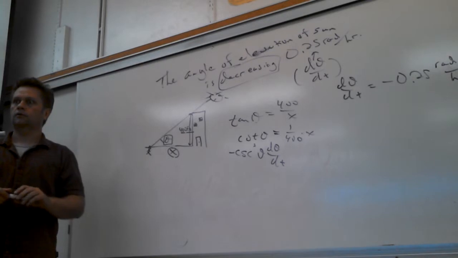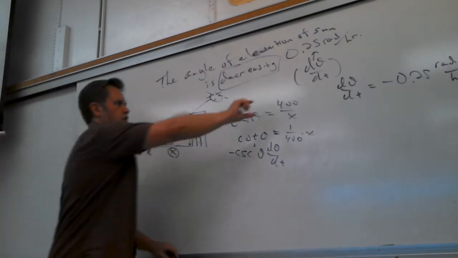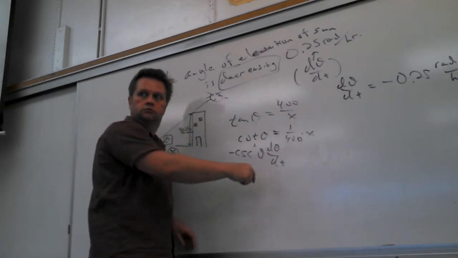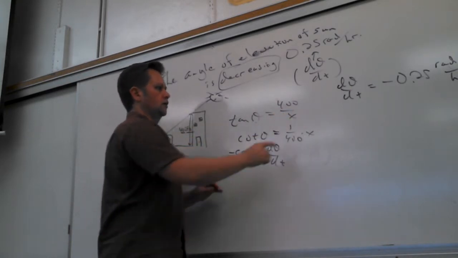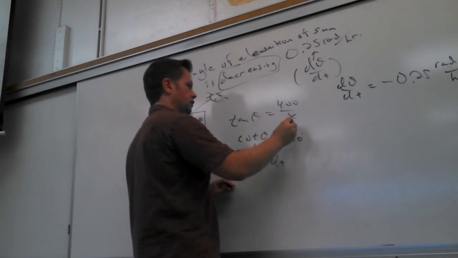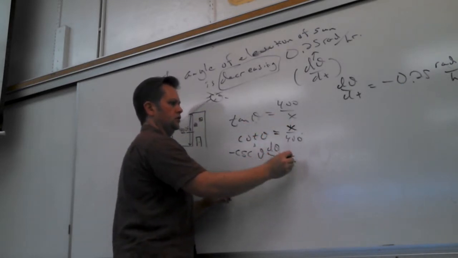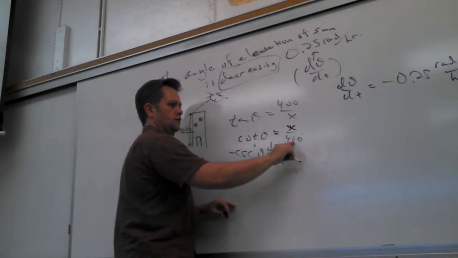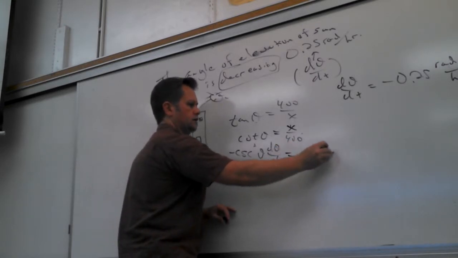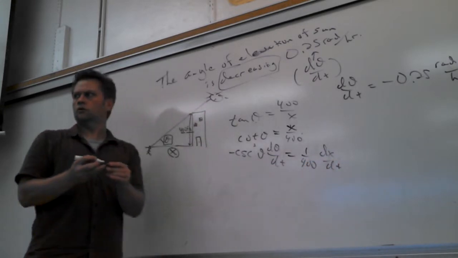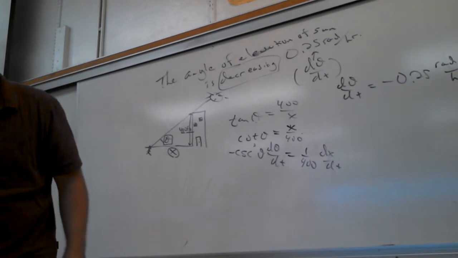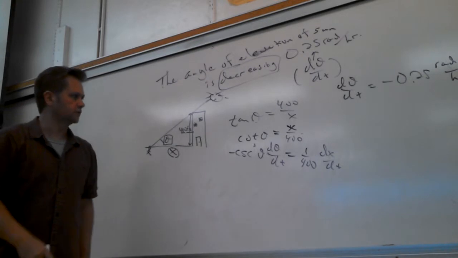Yes? Where did the x over 400 go? It just flipped: 400 over x becomes x over 400. I know, but once you take the derivative of x over 400... Oh, I'm not done with it yet. I'm sorry, this is this side. Equals 1 over 400 dx/dt. I guess you could leave it there. Oh, I left the 400 on the other side. All right, yeah, that works out.